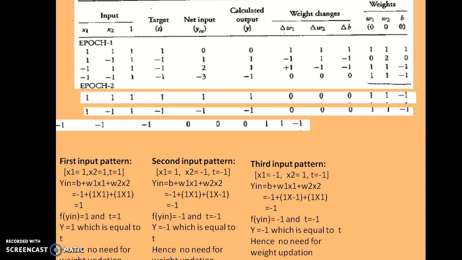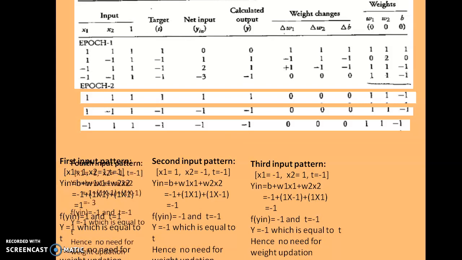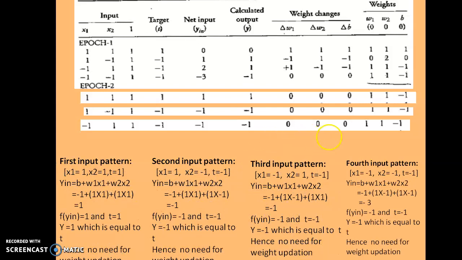So we write that in the table format. For minus 1, 1, the current weights 1, 1, bias minus 1 are working in a proper way. We will try the fourth input now. So x1 equals minus 1, x2 equals minus 1, target equals minus 1. Y in equals bias plus W1 value 1, x1 value minus 1, W2 value 1, x2 value minus 1. So the value is minus 3, which is less than 0. So f of y in is minus 1, which is equal to the target output minus 1. So the calculated output is equal to the target output. No need for weight updation.